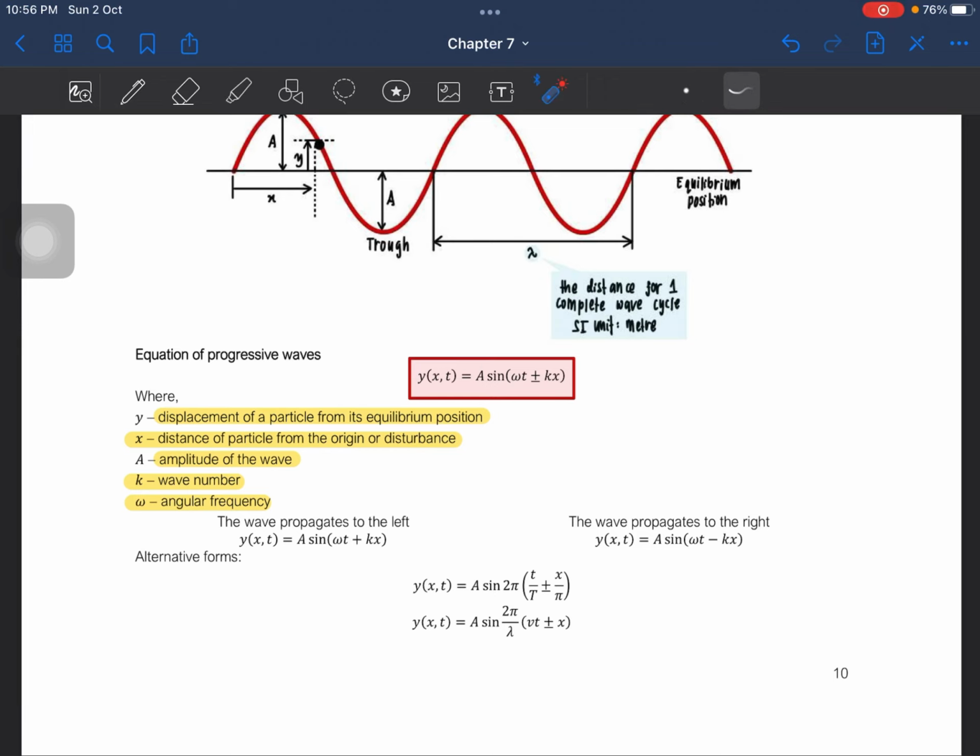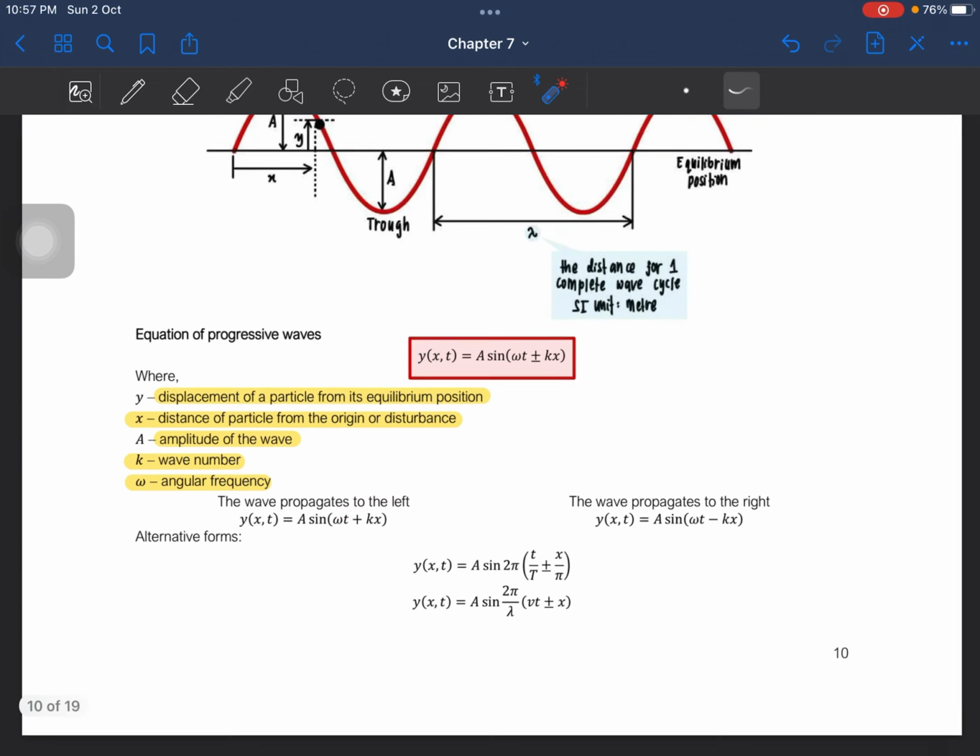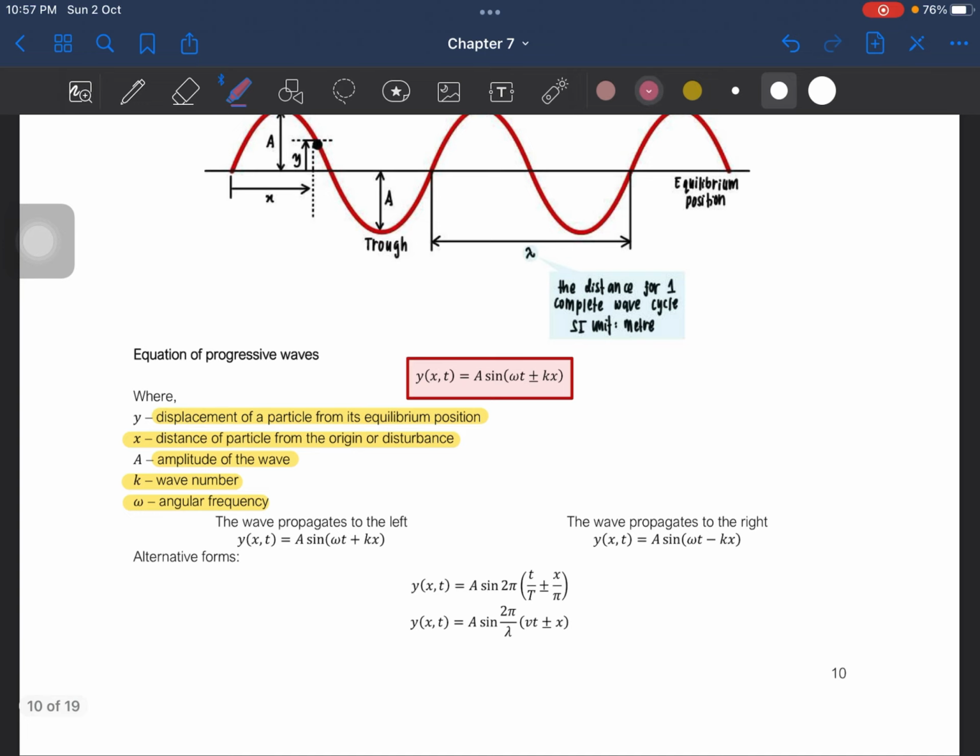So, equation ni, it can either have positive ataupun negative di sini. Apa maksud dia adalah it is telling us the direction of propagation. So if it is equal to A sin(ωt + kx), it is telling us that the wave is propagating to the left. Okay, so it propagates to the left kalau dia positive. Kalau dia propagates to the right, it will be negative. Okay, itu yang kamu perlu ingat.